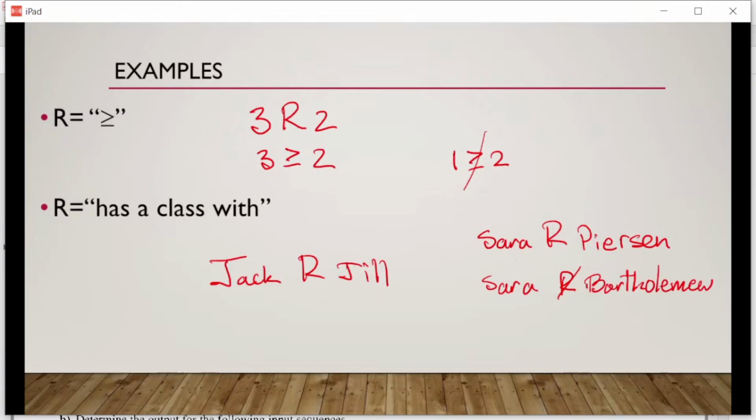So if Jack is related to Jill, it means there's a class that he shares with Jill, and we can just go to that class and say, Jill, is Jack in your class? Yes, he is. So very good. I know, it's a ridiculous question, and you were right to think of it as ridiculous. Okay, so that has class with, good.